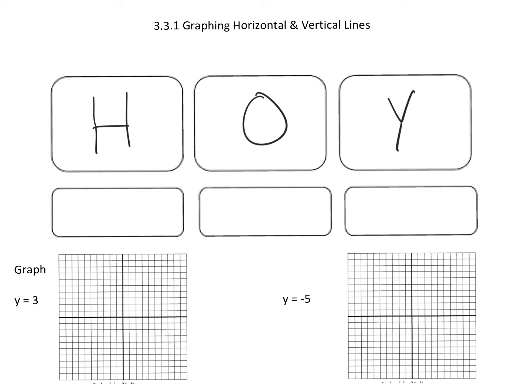Notice it's written horizontally on your graphic organizer because the H stands for horizontal. The O stands for a zero slope. And the Y stands for all equations that are in the form of y equals one number with no x will be horizontal. So let's look at an example, y equals 3. Well, this is one where I'm like, okay, HOY, it's got a y in it. So I'm going to remember y equals.